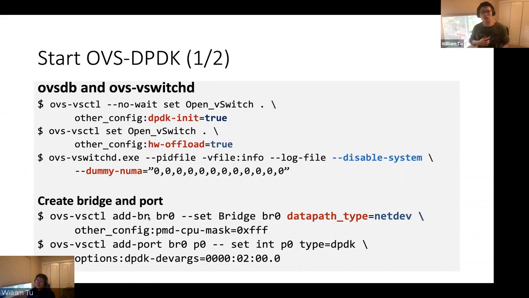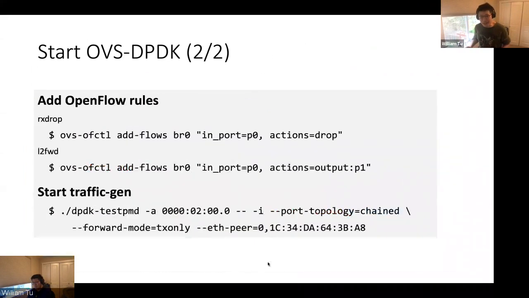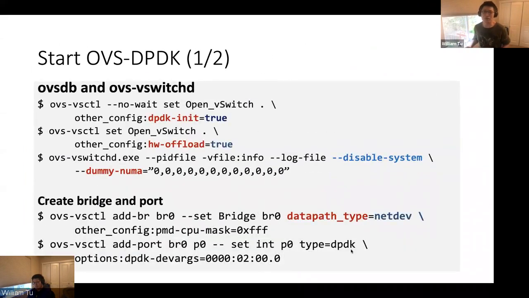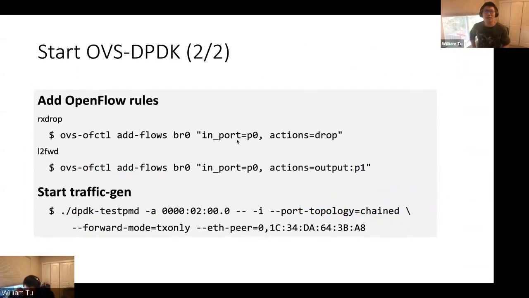And then when we create a bridge BR0, we have to say datapath type equals netdev. This tells OVS to use the userspace datapath. Then we can attach the port using its PCI ID and type equals DPDK. And then we install one rule, or we consider 2 cases. One is rxdrop, which is in_port equals P0, action equals drop. Or when a packet comes in from one port, we just send it to another port.